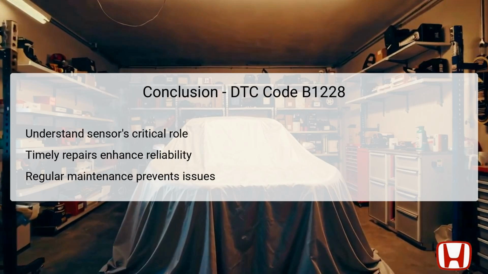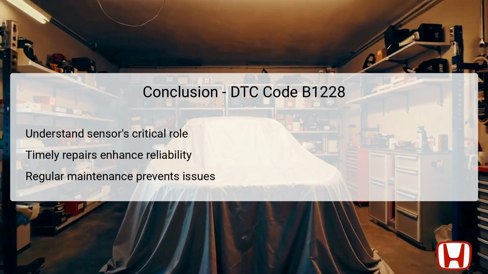In conclusion, understanding DTC B1228 is vital for ensuring the proper functionality of the climate control system in the Honda Accord from 2008 to 2012. The outside air temperature sensor is integral in providing accurate temperature readings, impacting comfort and performance.